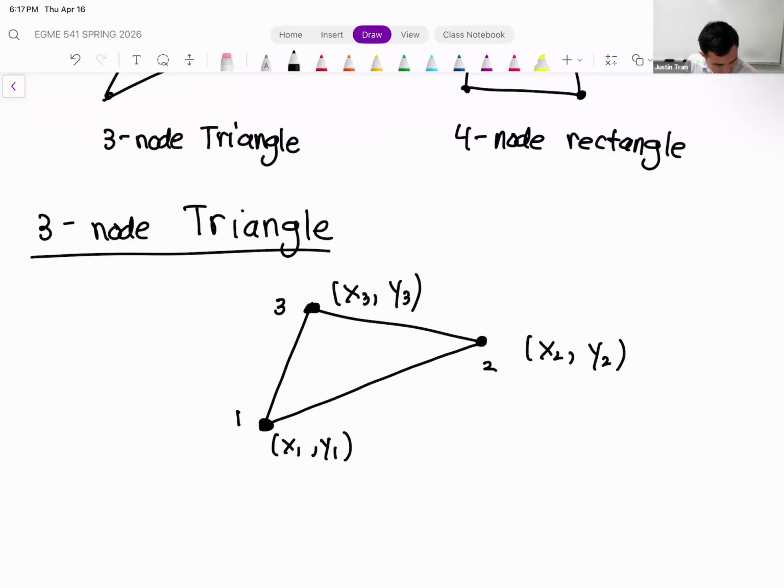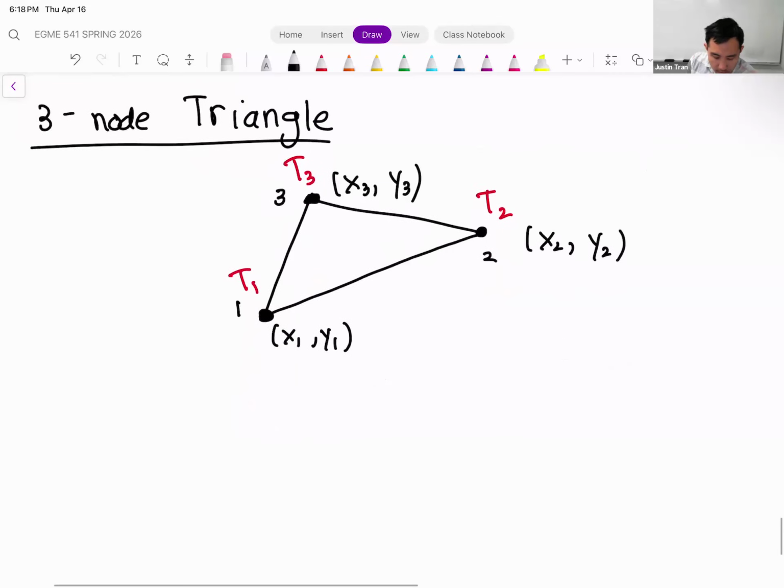And also, to ensure that we have solution continuity, we're going to define the values for the solution at each of these nodes as well. So we have T1, the temperature solution at node 1, T2, the temperature solution at node 2, and T3, the temperature solution at node 3. All right. So the first step here, and the first step to any kind of finite element analysis, is that we need to assume a functional form for the solution.